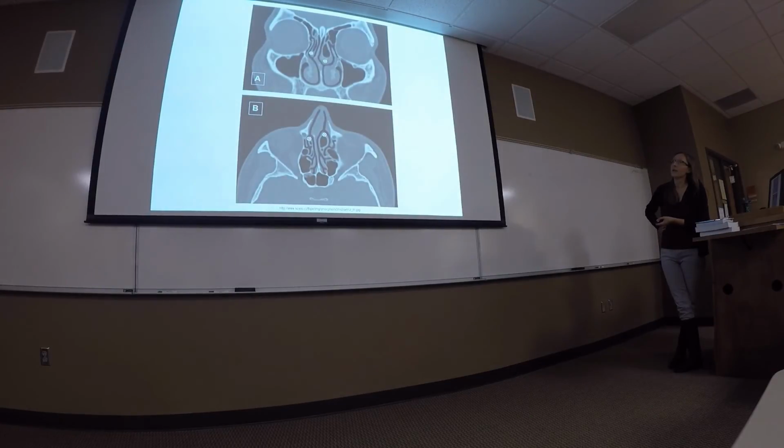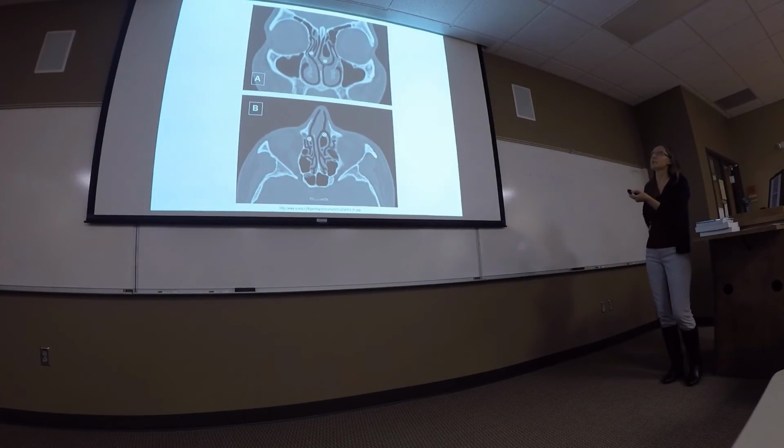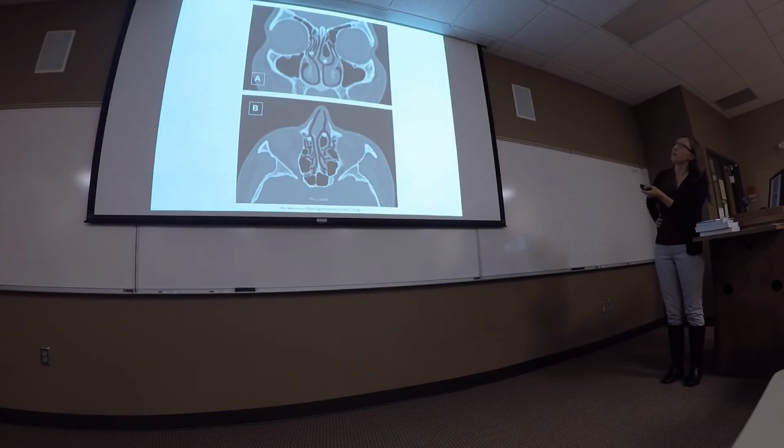Okay. Then we can have a deviated septum. Okay, here's the septum here. So here are the orbits. Here's the nasal septum. You can see it's deviated here.